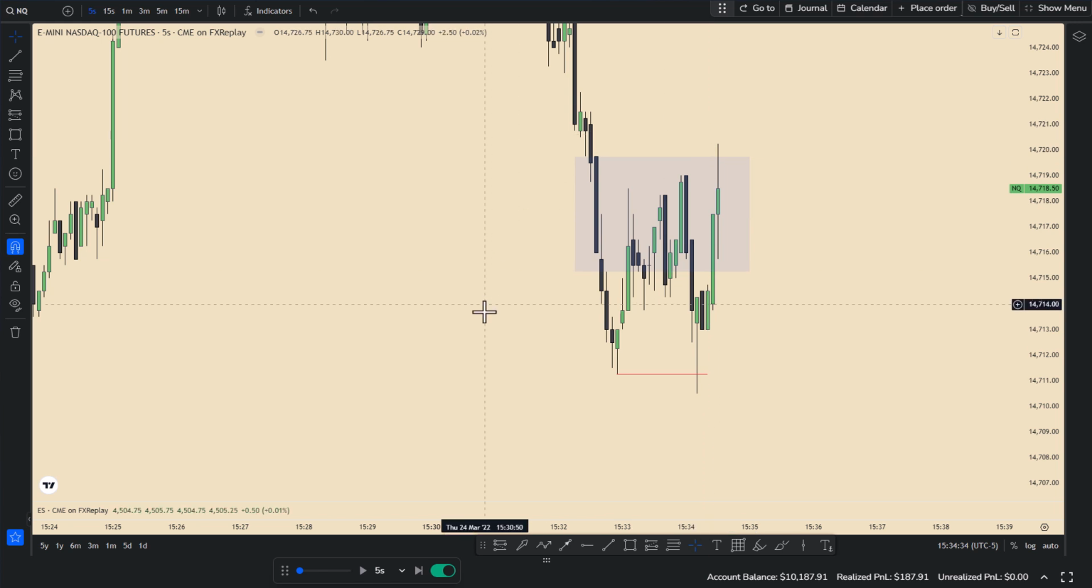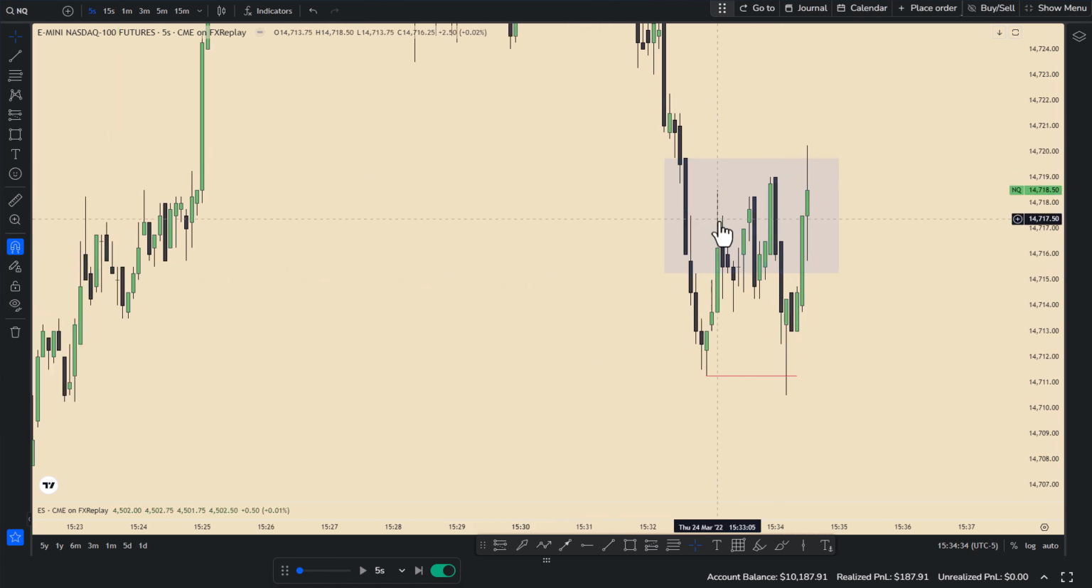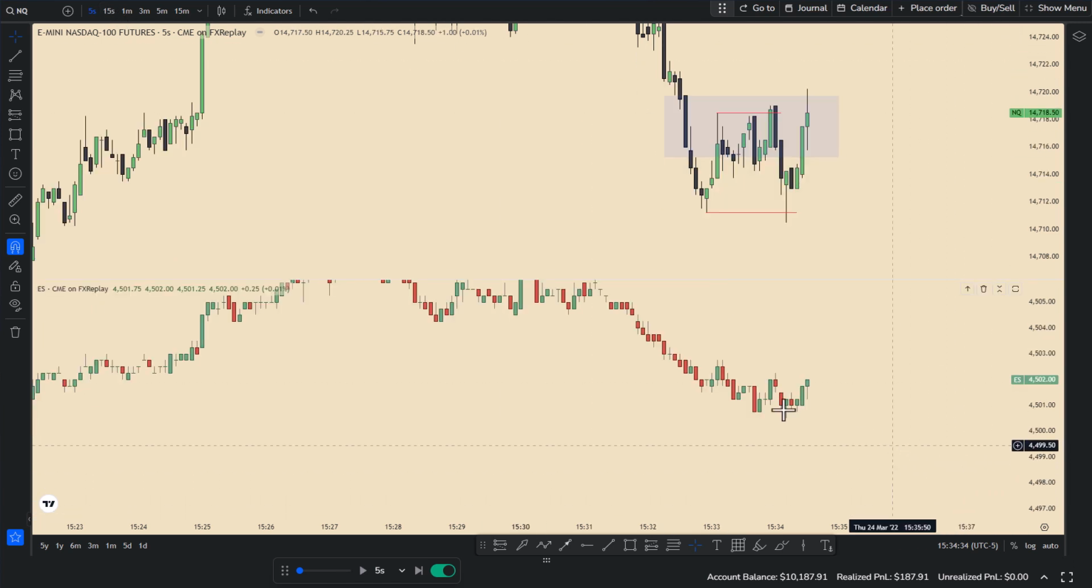And for the logic, it's quite easy. You can see that we have a sweep in here on this imbalance on the 15-minute, or the 15-second, and we also have an SMT. You can see between this high and this high.